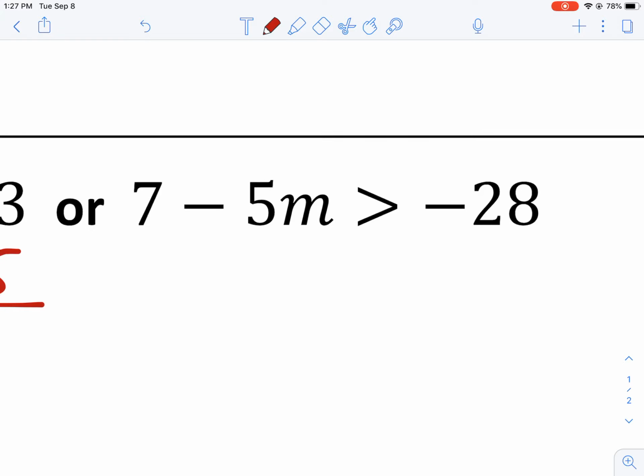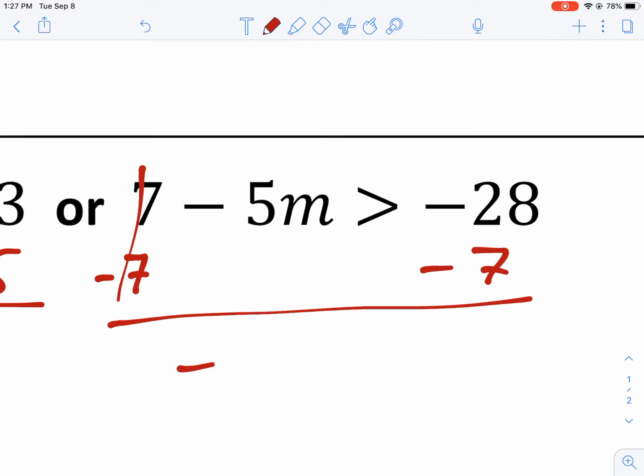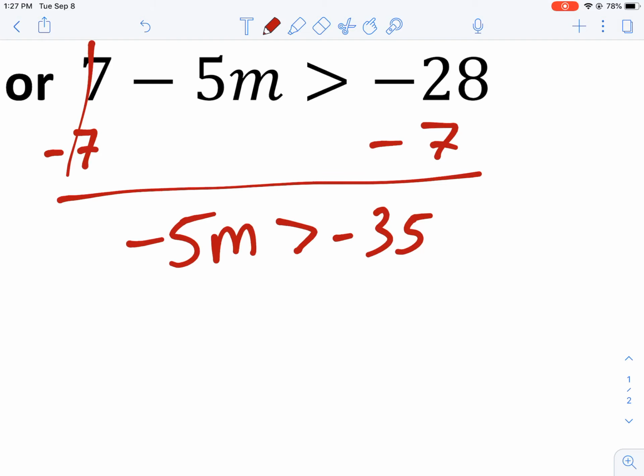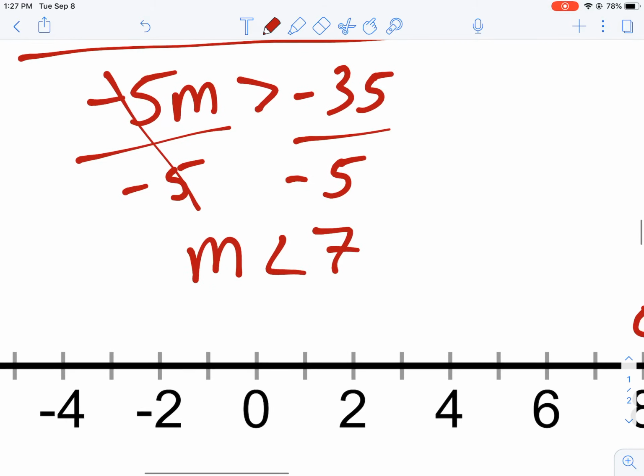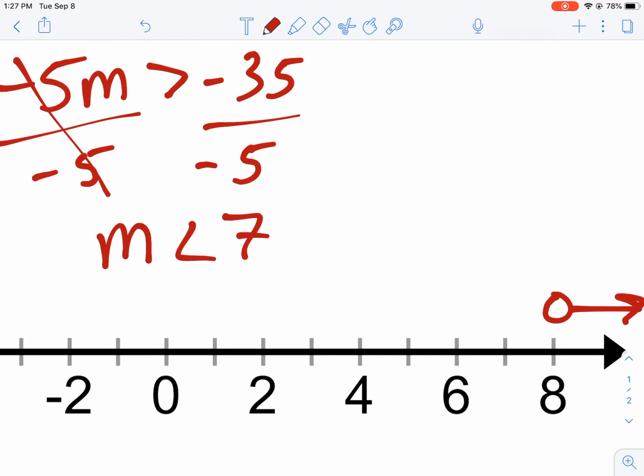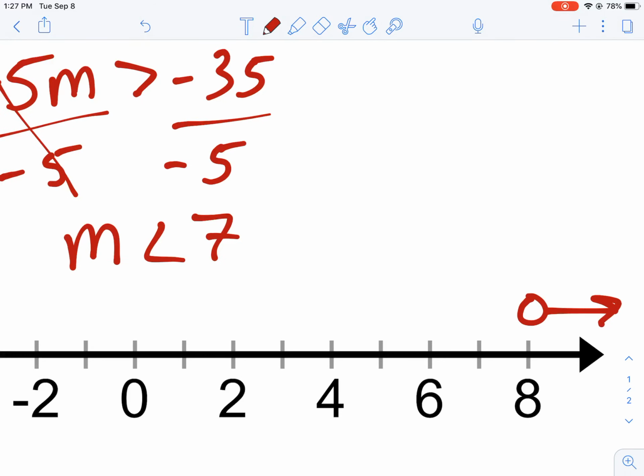Now on this side, we're going to do the same thing. We're going to solve. So we're going to get rid of our normal number first. So we're going to subtract 7. That gives us -5m is greater than -35. Now we have to divide. Now again, I hope you guys did this when you solved it. We're dividing by a negative, right? So it's going to have to flip. M is less than 7, right? -35 divided by -5, and a negative divided by a negative is a positive. So we're actually going to have another open dot at 7.